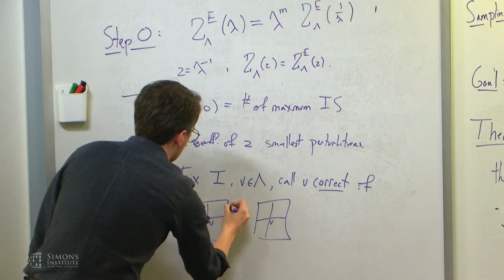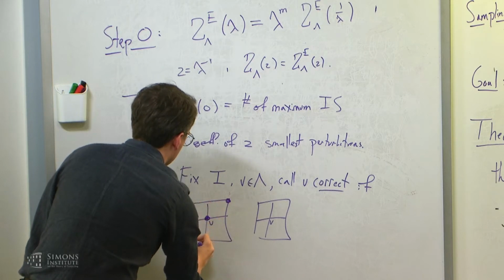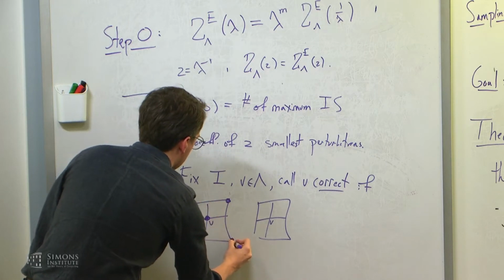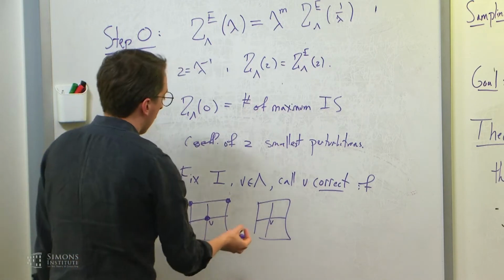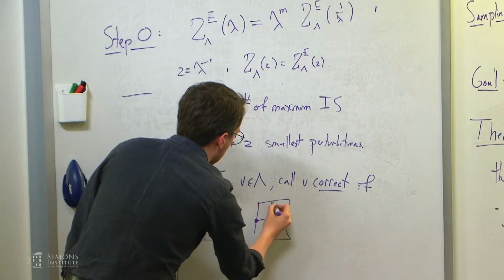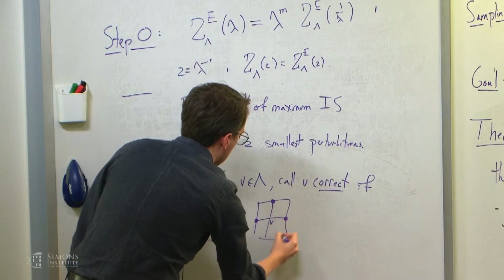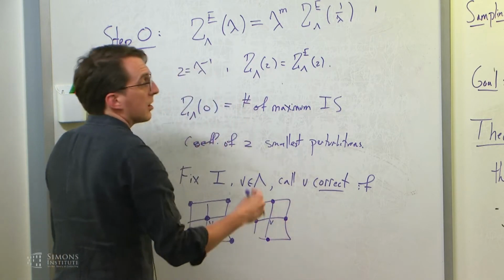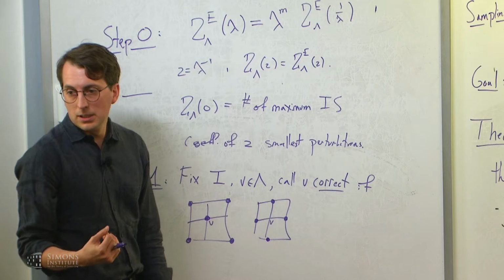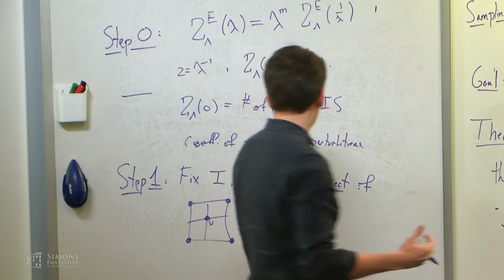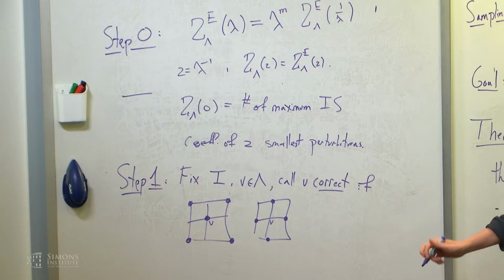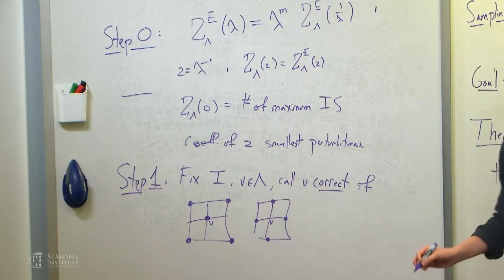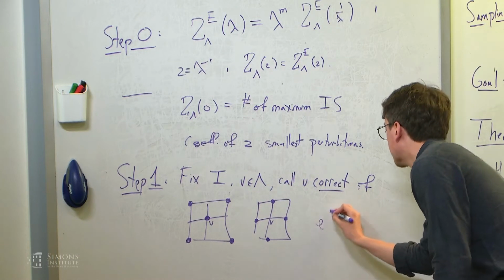So either I should see that v is occupied, its nearest neighbors are unoccupied, and its next nearest neighbors are occupied. Or if v is unoccupied, all of its nearest neighbors should be occupied, and none of its next nearest neighbors should be occupied. Okay, so if you see one of these two pictures, v is correct for the independent set I, and otherwise it's incorrect.